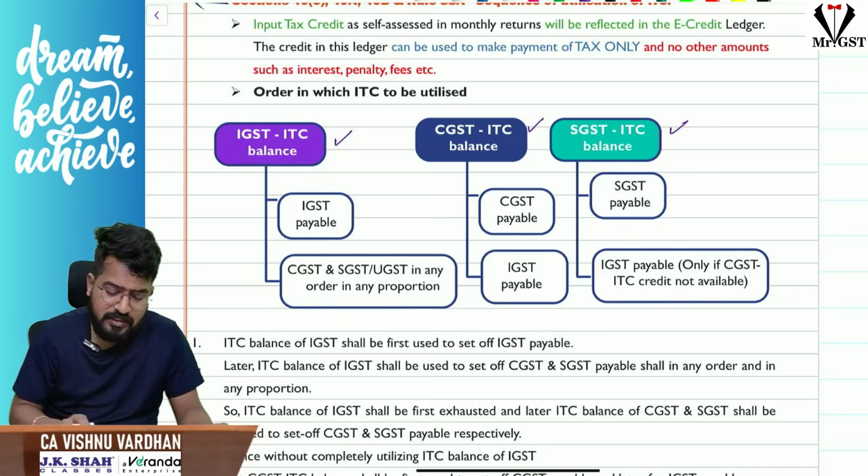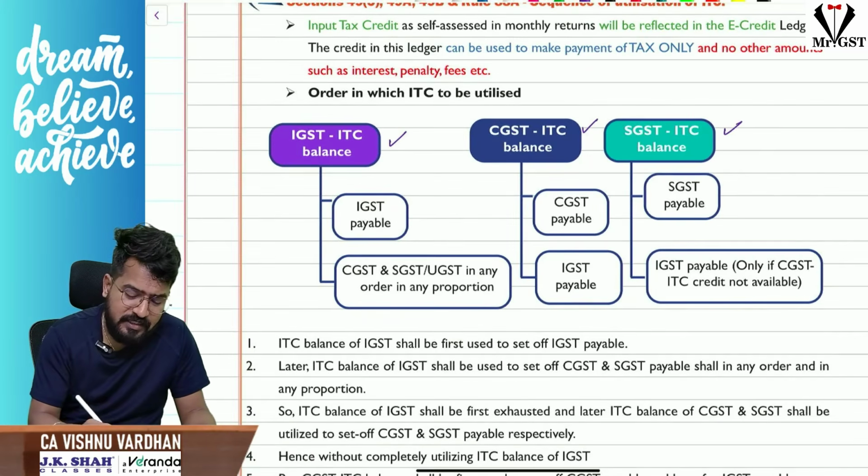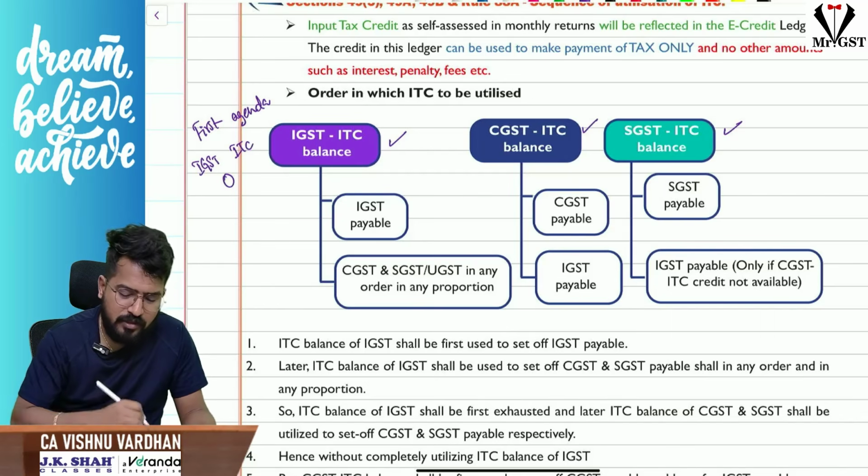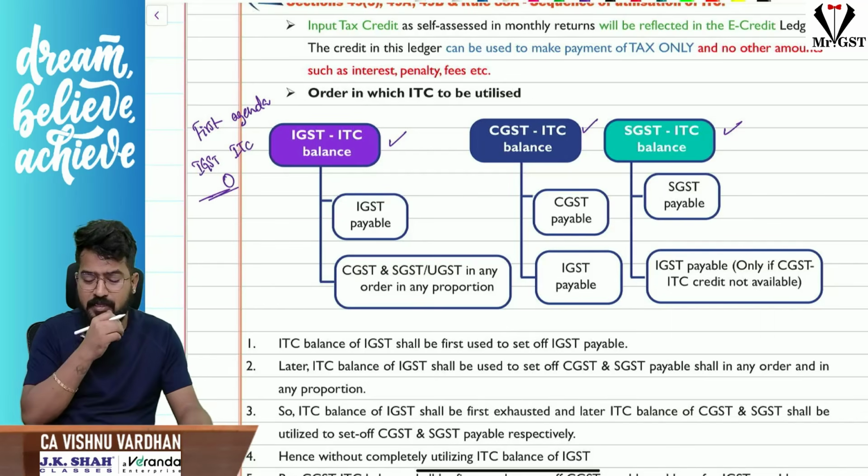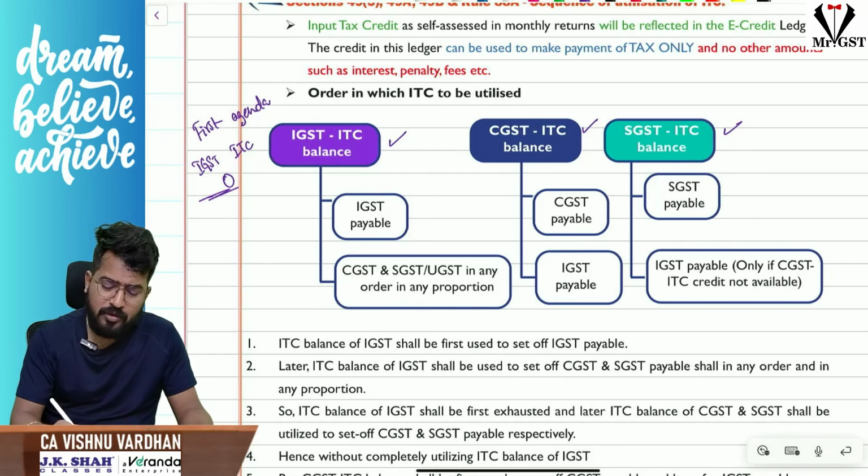Now the first agenda, everybody knows, is IGST ITC under 0, correct? That is what our first target. So for that, what we can do, sir, we have to use it.